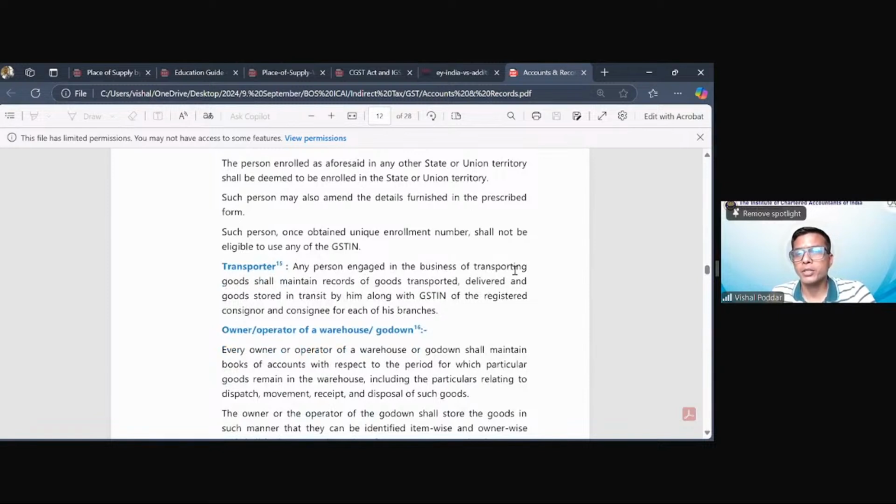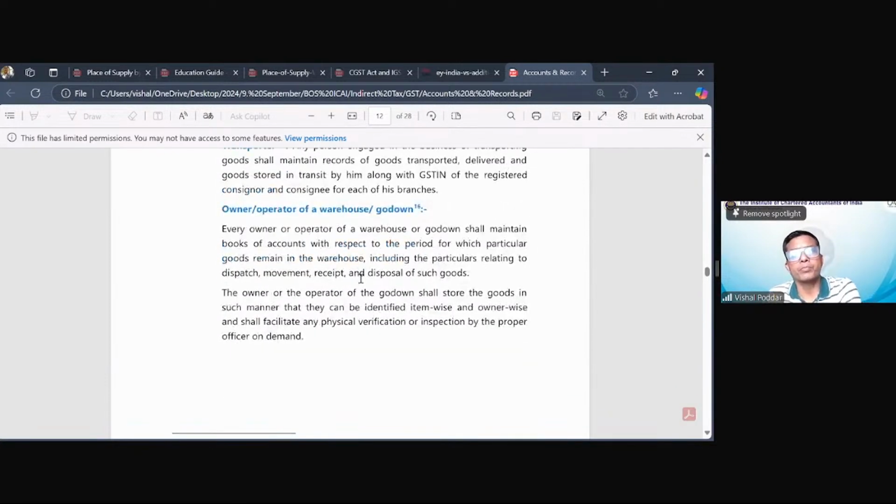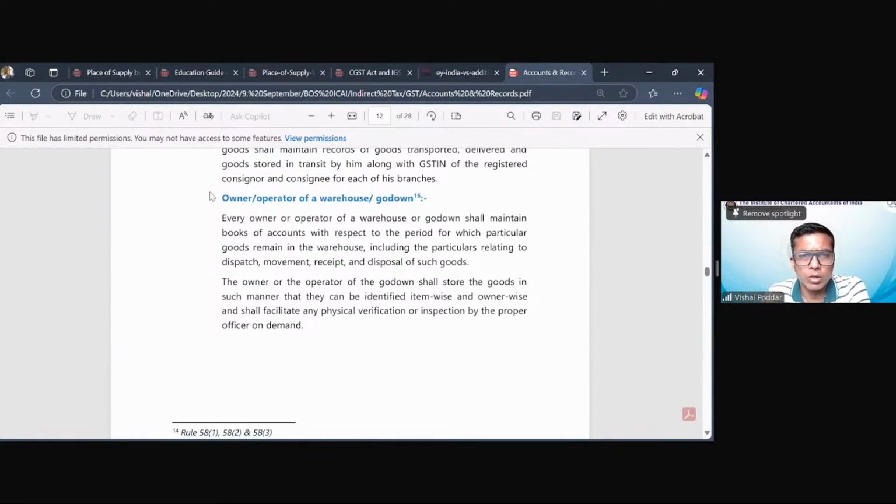Transporter: any person engaged in the business of transporting goods shall maintain records of goods transported, delivered, and goods stored in transit by him, along with the GST number of the consignors and consignees. Then, I think this is repeated. Owner, operator of warehouse or godown: every owner or operator of a warehouse shall maintain books of accounts with respect to the period for which particular goods remain in the warehouse, including the particulars relating to dispatch, movement, receipt, and disposal.